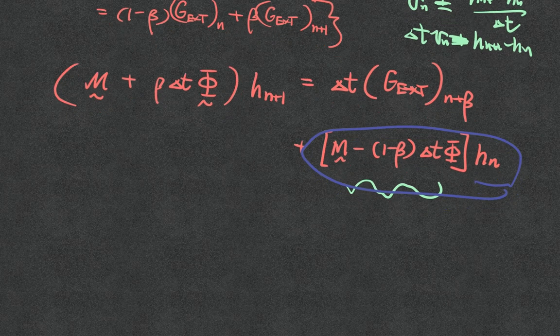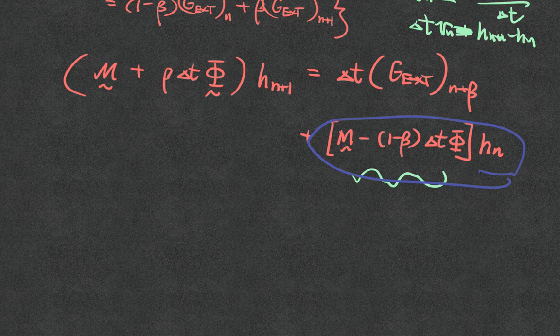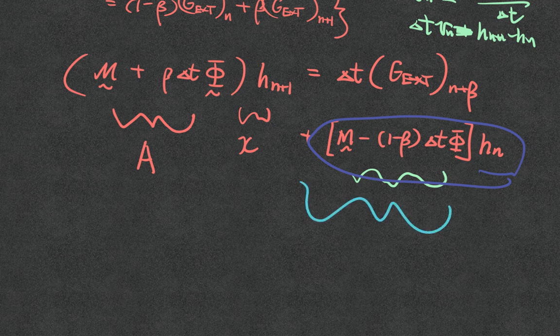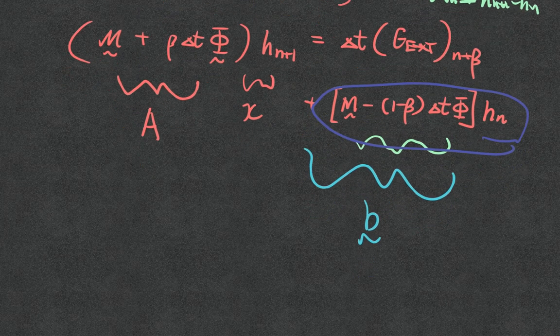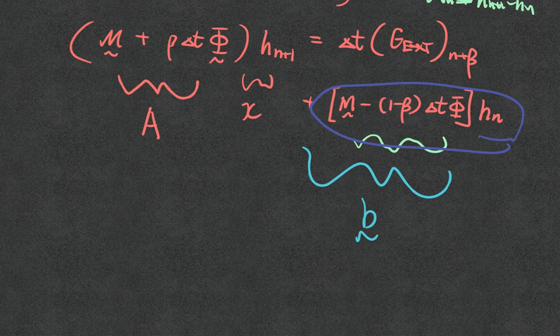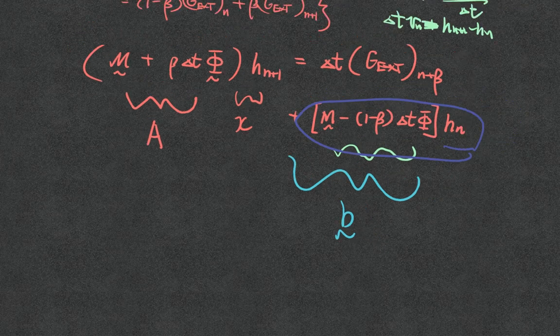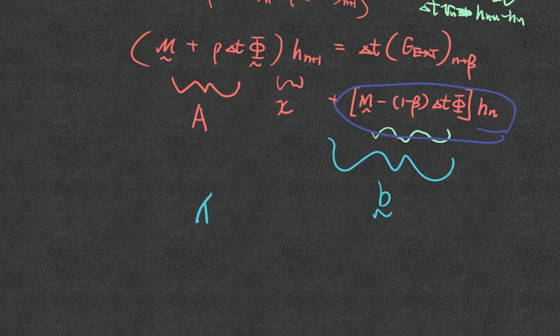Okay, with this, then I can confidently tell you which part is the A. This is actually the A we have in the classical system. This would be the X we have, and then this whole thing would be B. Okay, does that make sense? So now this would give us a very simple system, AX equals to B.